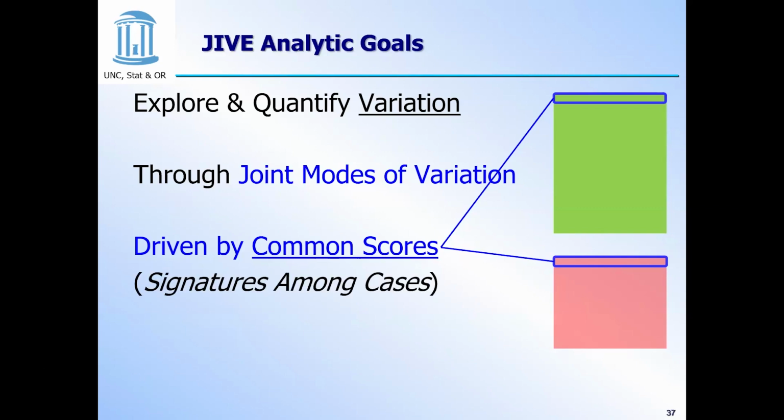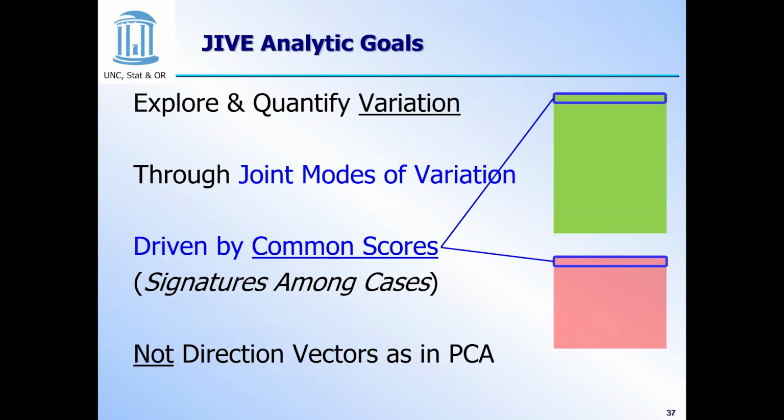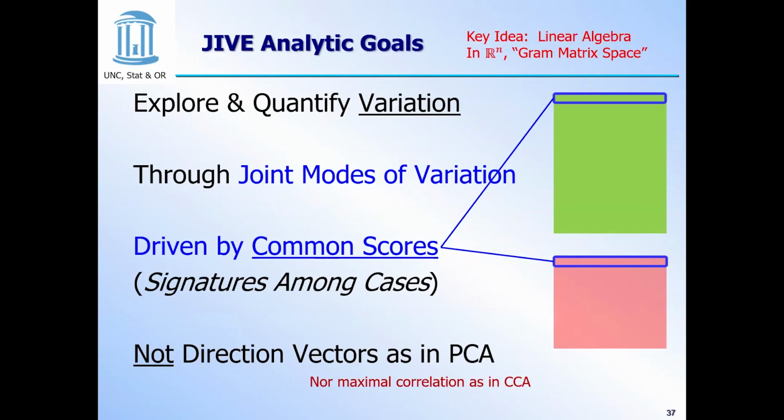So those scores, think of that as signatures among the cases, is a good interpretation here. And notice I'm not focusing on the direction vectors, which is what PCA does. I'm focusing on the scores. It's really a dual approach that I'm taking here. Okay, and again, not maximal correlation as in CCA.